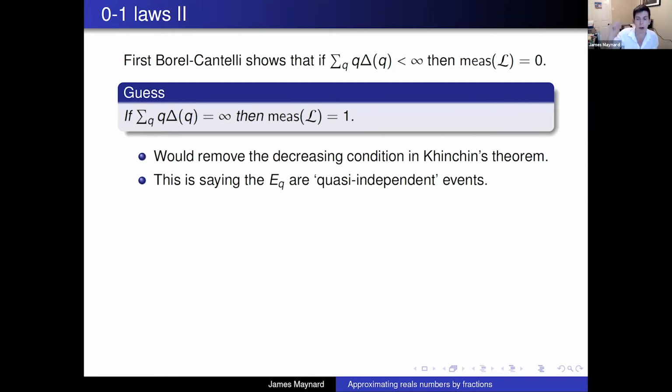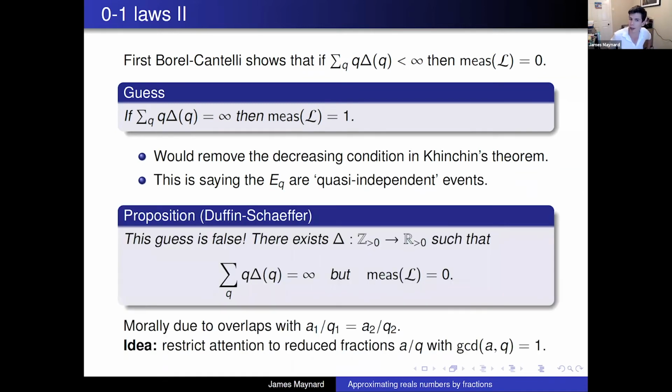And so the natural guess would be that maybe Khintchine's theorem would hold for a completely arbitrary function delta. We know that the measure has to be either 0 or 1. And so the natural guess is whenever the sum of q times delta q diverges, the measure would be 1. But unfortunately, this guess is false.